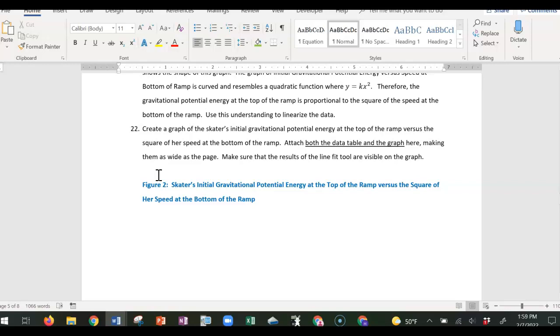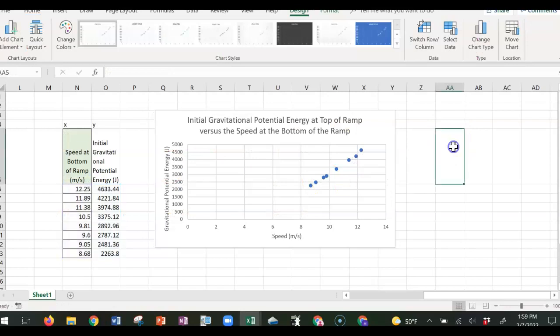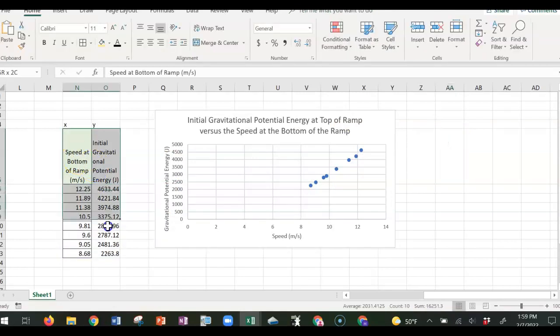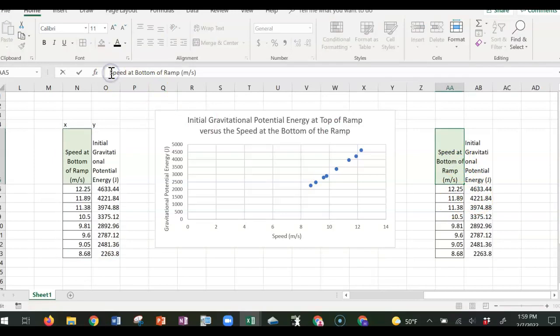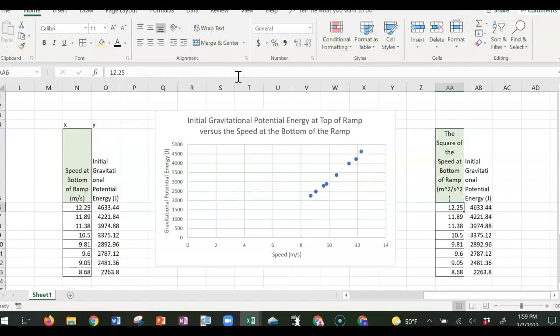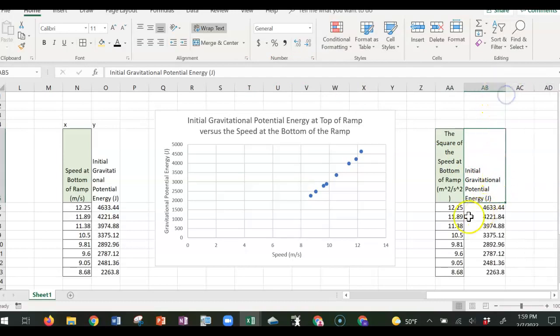Okay, so I'm going to go back to Excel, and you could copy that table, and now you truly can just copy if you want, because we don't have any formulas there. We pasted all of those as values. But I'm going to change this. Instead of speed at the bottom of the ramp, I'm going to say the square of the speed at the bottom of the ramp, and it's going to become meters squared over seconds squared as units. Okay, but I'm not going to do anything to the gravitational potential energy. We're not changing those values at all.